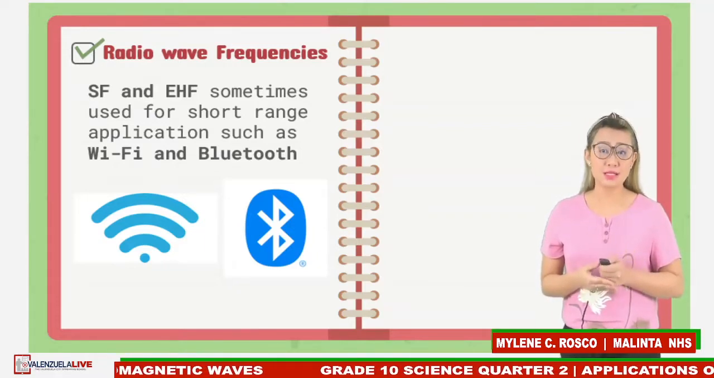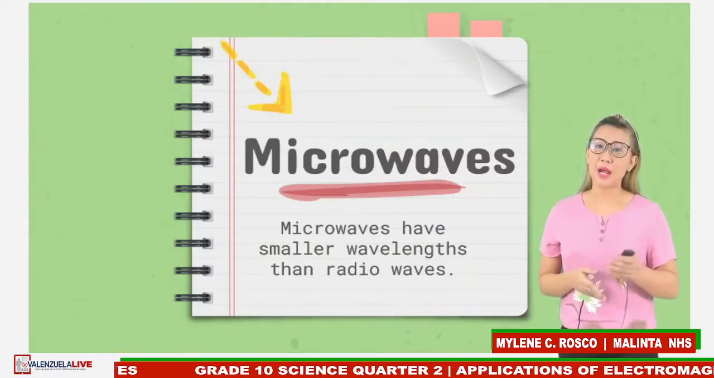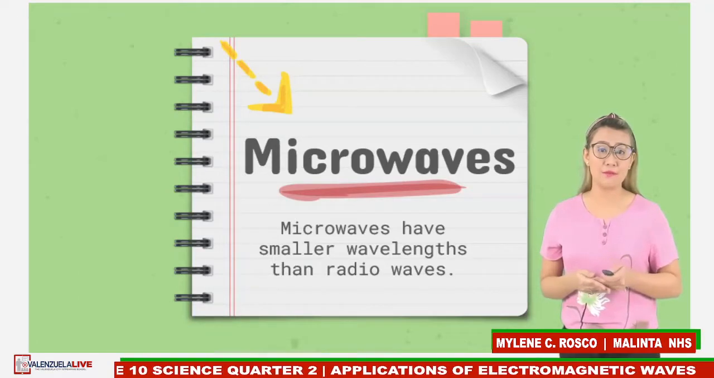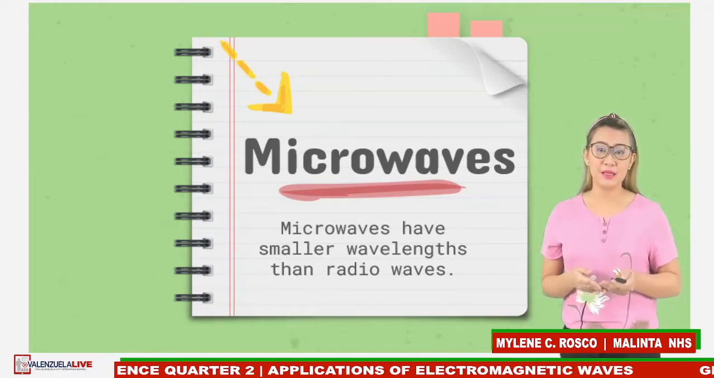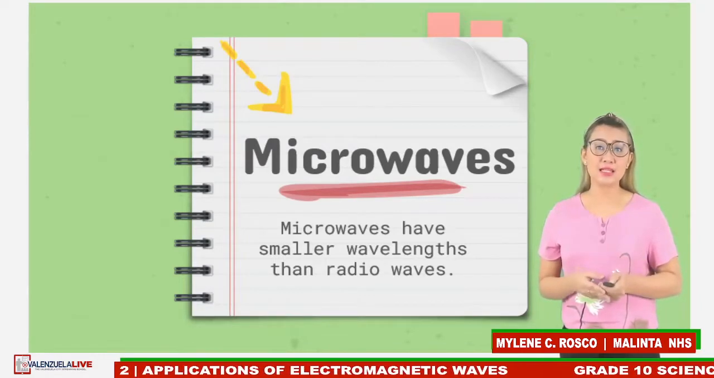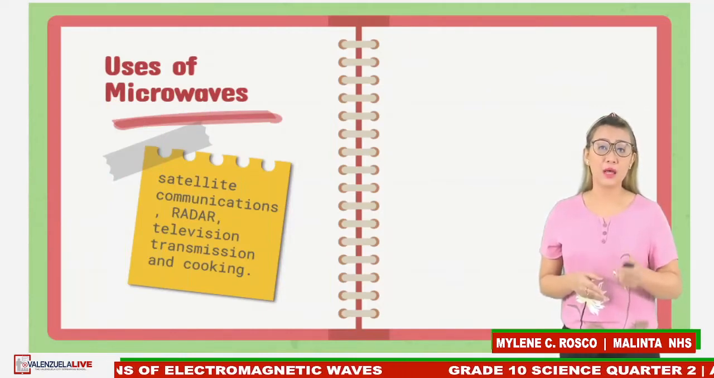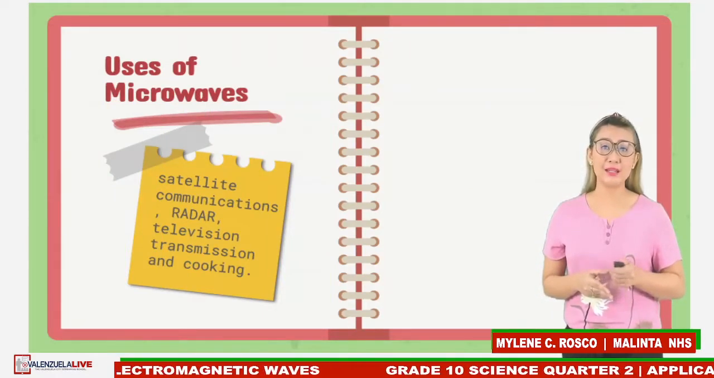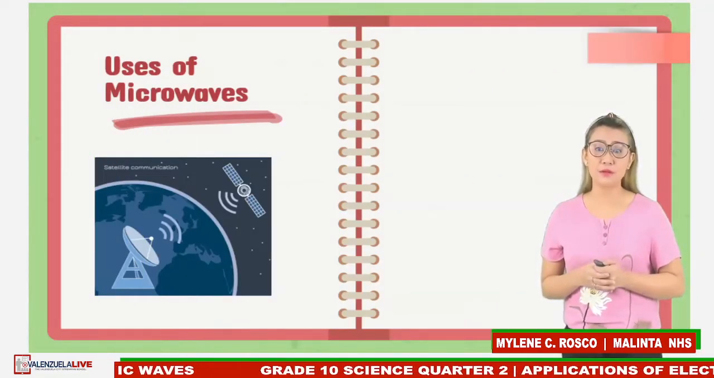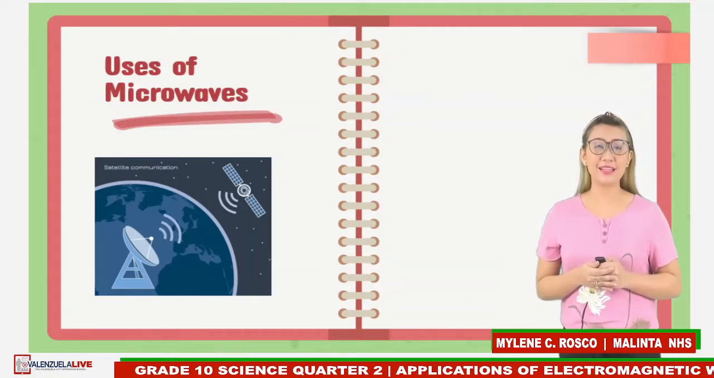Now, let's discuss the applications of microwaves. Microwaves have smaller wavelengths compared with radio waves. Microwaves are used in satellite communication, radar, television transmission, and in cooking. Microwaves can penetrate the atmosphere of the Earth. This is the reason why they are used for satellite communications.